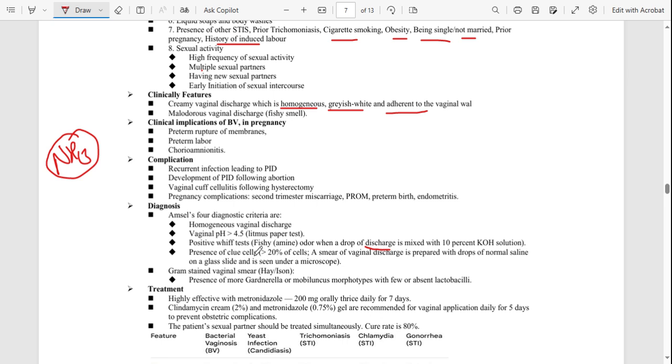The last feature is the presence of what we call clue cells. Here again, you get a smear of the vaginal discharge, and then you drop some normal saline on a glass slide, and you look under a microscope. If you see greater than 20% of these clue cells, that is going to be diagnostic. So you need 3 out of 4 of these features to diagnose. For the treatment of bacterial vaginosis, metronidazole and clindamycin, these two drugs are the important ones.